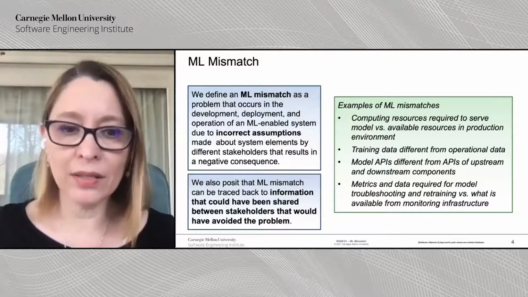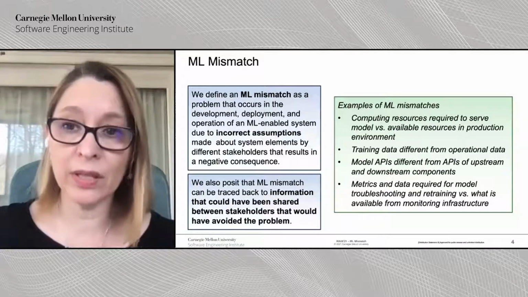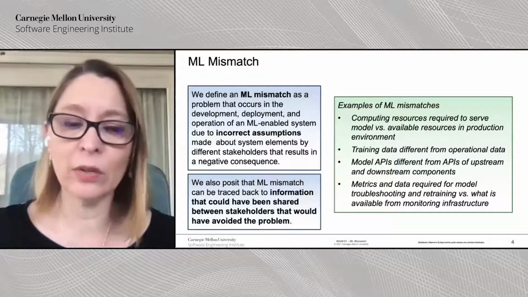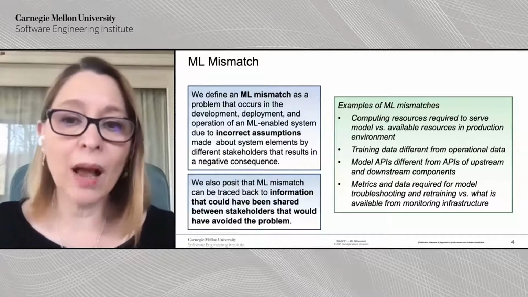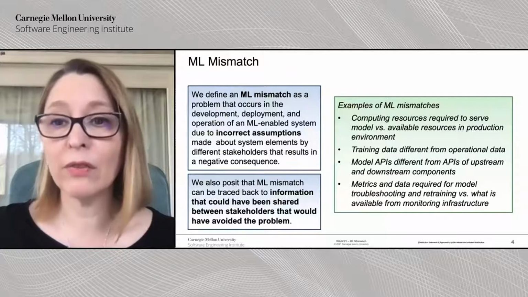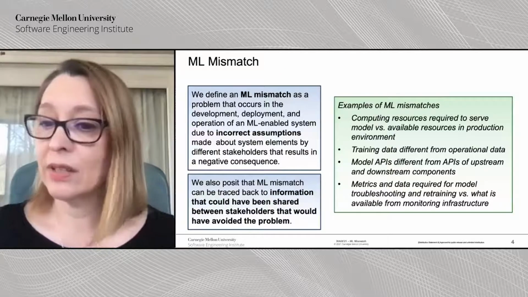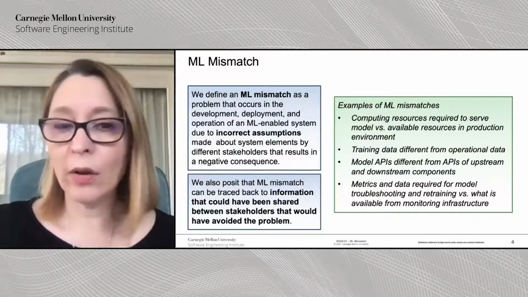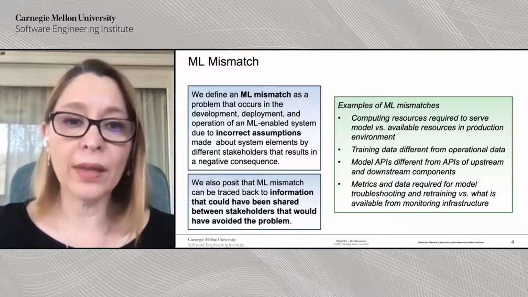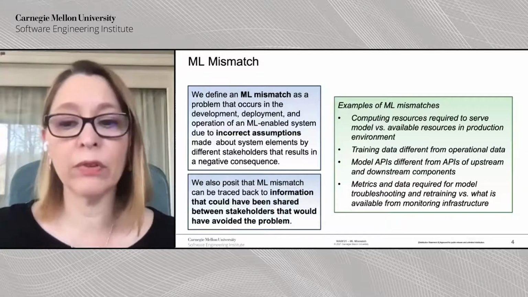In addition to that, we posit that ML mismatch can be traced back to information that should have been shared between stakeholders, but was not shared. And if they would have shared that information, the mismatch or problem would have been avoided. Common examples of mismatches are, for example, that the computing resources required to serve the model are very different than the resources that are available in production, or that training data is very different from operational data, or that the model APIs are very different from APIs of upstream and downstream components, or, for example, that the metrics that are required by the data science team for troubleshooting and retraining are simply not available from the monitoring infrastructure.